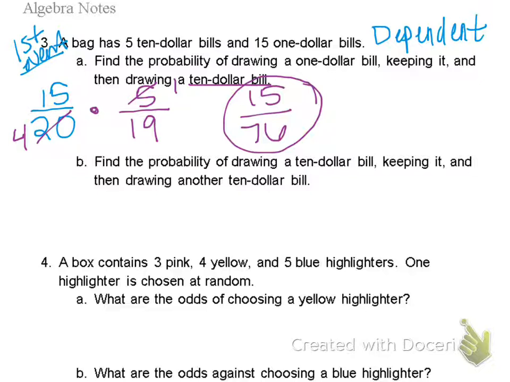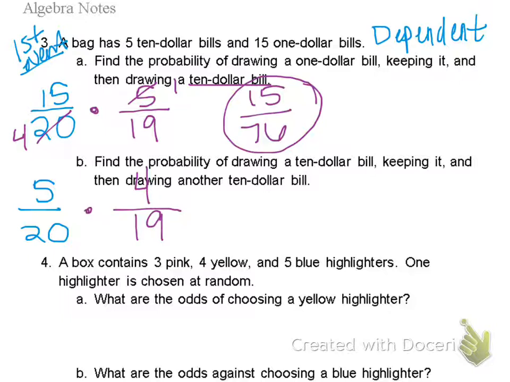Now the next one here, the probability of drawing a $10 bill, keeping it, and drawing another $10 bill. So the first event, the probability of drawing a $10 bill is 5 out of 20, because there's 5 $10 bills out of 20 bills. And then the second event, now there's only 19 bills because we kept the $10 bill that we drew out first. But now supposedly there are only 4 $10 bills left because we already drew one.